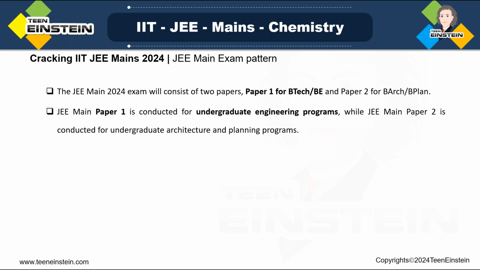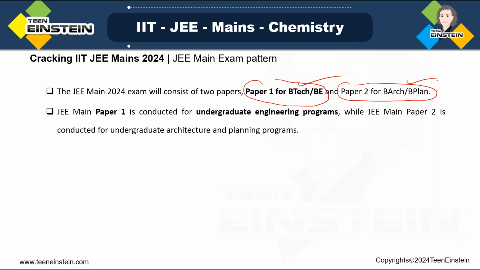JEE Main 2024, and also in other years, consists of two papers. Our focus is on paper 1, BTech BE, which is for Bachelor of Technology and Bachelor of Engineering. Paper 2, which is basically session 2, is for Bachelor of Architecture and Bachelor of Planning, and that is in April.